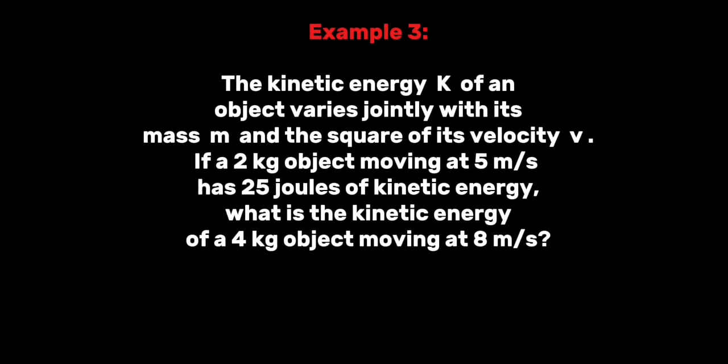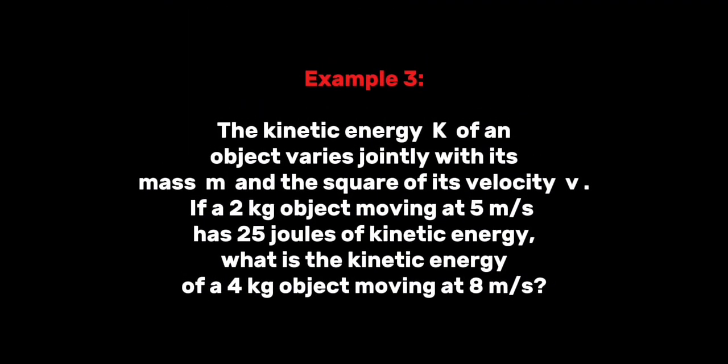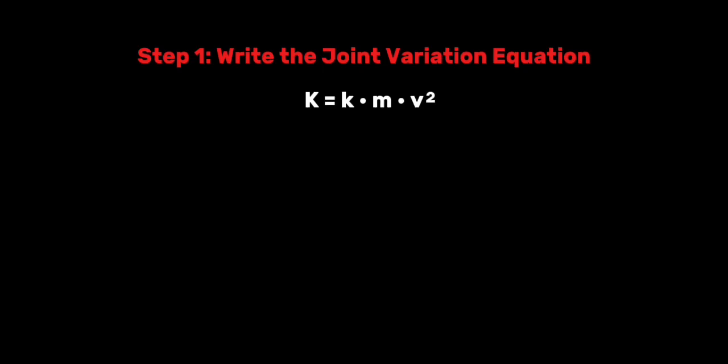And our third and last example for joint variation: the kinetic energy K of an object varies jointly with its mass m and the square of its velocity v. If a 2 kilograms object moving at 5 meters per second has 25 joules of kinetic energy, what is the kinetic energy of a 4 kilograms object moving at 8 meters per second? Our step 1 is write the joint variation equation. K is equal to k times m times v squared. Step 2 is solve for k.